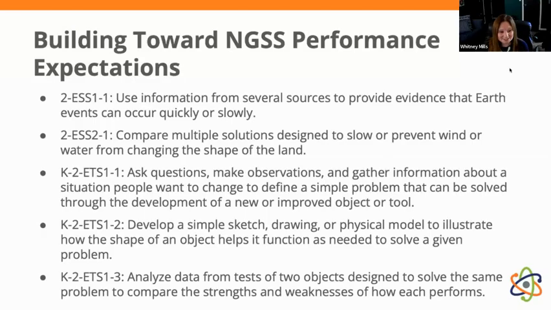The first one is ask questions, make observations, and gather information about a situation people want to change to define a simple problem that can be solved through the development of a new or improved object or tool. The second one here is develop a simple sketch, drawing, or physical model to illustrate how the shape of an object helps its function as needed to solve a given problem. And finally, number 5 here is analyze data from tests of 2 objects designed to solve the same problem to compare the strengths and weaknesses of how each performs.